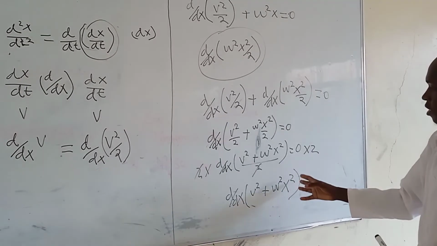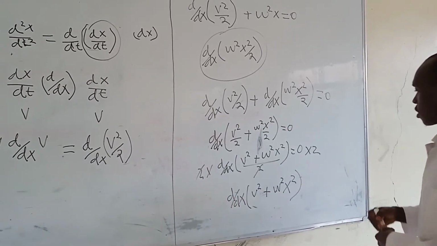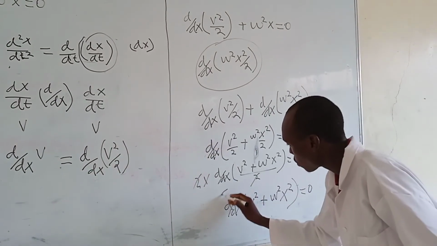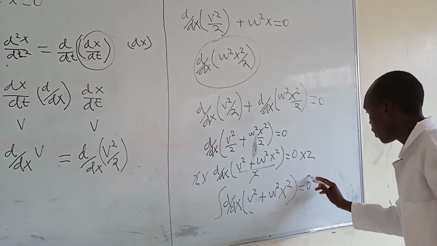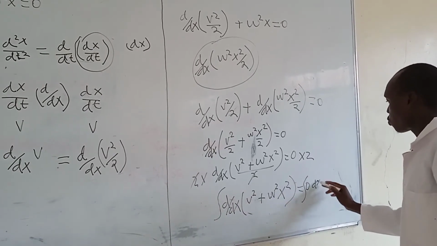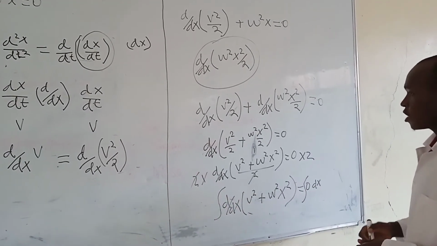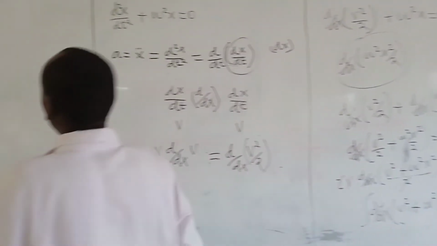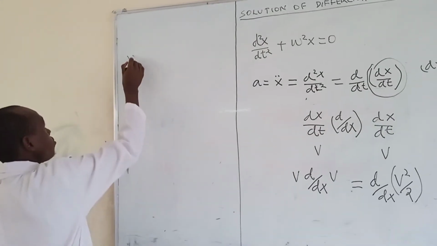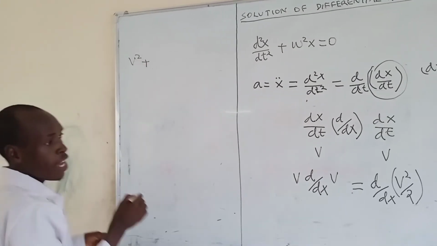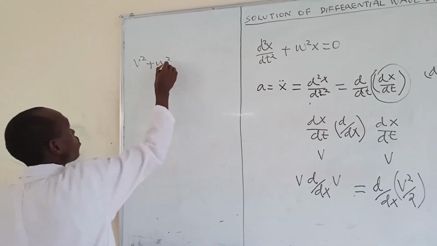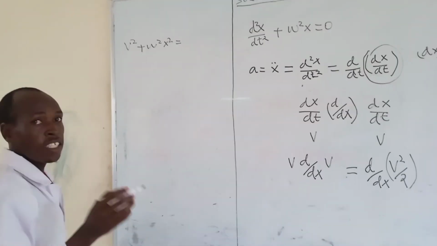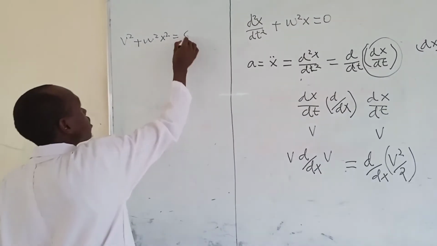Now, after getting this, we shall have to integrate. So this is equal to 0. We shall have to integrate with respect to x. So after integrating, we shall have the final answer as v squared plus omega squared x squared is equal to, after integrating 0, we shall get a constant c.